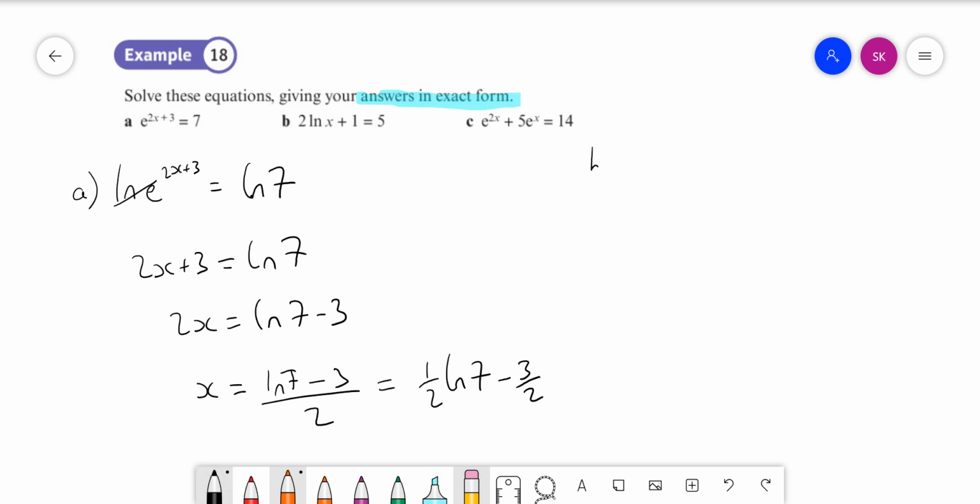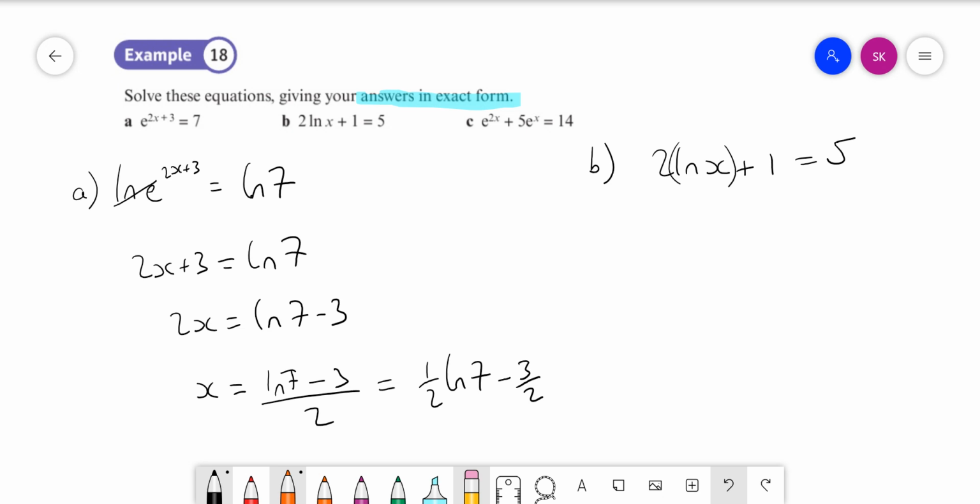So we'll look at B now. I'm going to write out the question again. The first thing I want to do, before I try and raise e to the power of both sides to cancel this ln, is get ln x on its own first.